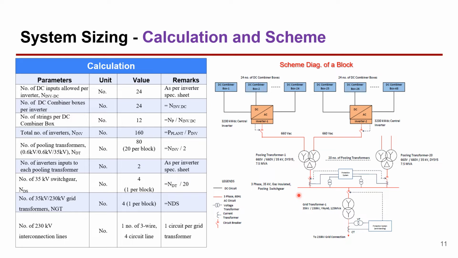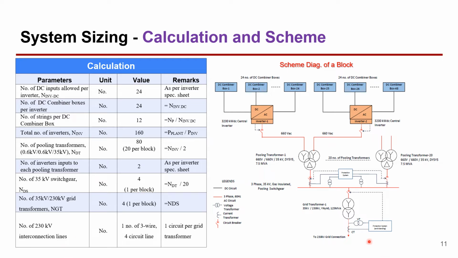We have selected gas insulated switchgear to reduce the space requirement, because the number of incoming feeders is large. Then power from the 35 kV GIS will be collected through a grid transformer and exported at 230 kV level. So the total number of pooling transformers for the plant will be 80, 20 per block. The total number of grid transformers will be 4, 1 per block, and also 4 35 kV switchgear, 1 per block.